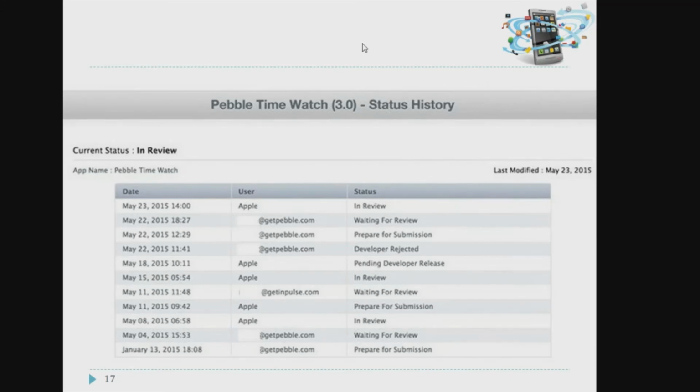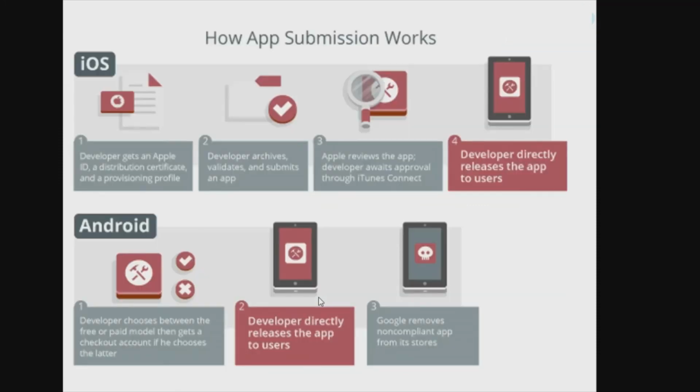Okay, this is the example when you want to publish your mobile application on iOS. This is the process of submission work. So the developer gets an Apple ID, okay, a distribution certificate, and then goes for validate, submit, waiting for the review part, and then you can release.